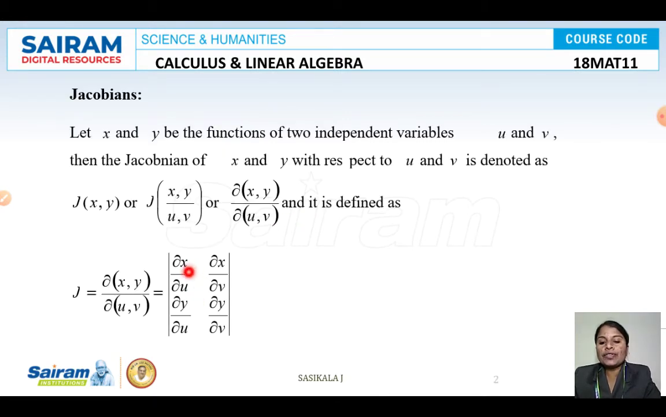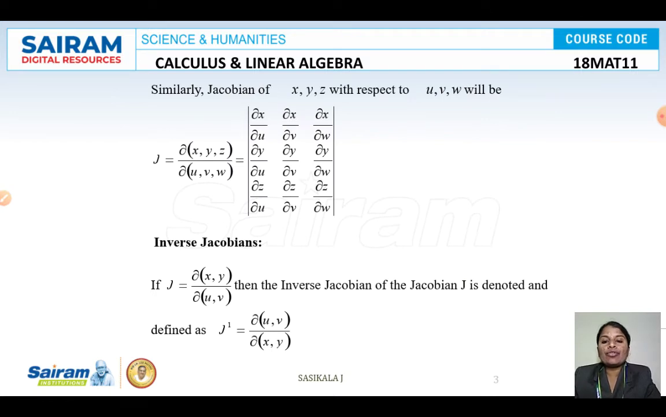The functions will be in the first row: the x function and y function with respect to u, v. Similarly here, the first row is the x function with respect to u, v, w, then the y function with respect to u, v, w, and then the z function with respect to u, v, w. Now you can see the inverse. If J is dou of x, y, z by dou of u, v, w, then the inverse Jacobian is denoted and defined as J dash equal to dou of u, v, w by dou of x, y, z. Just the function and variable will change.